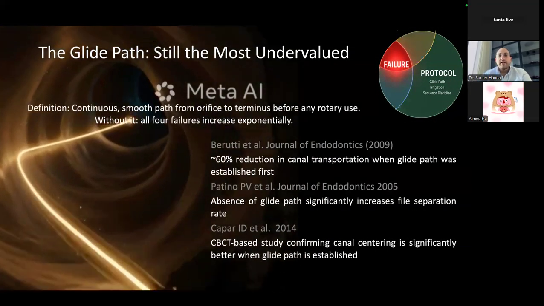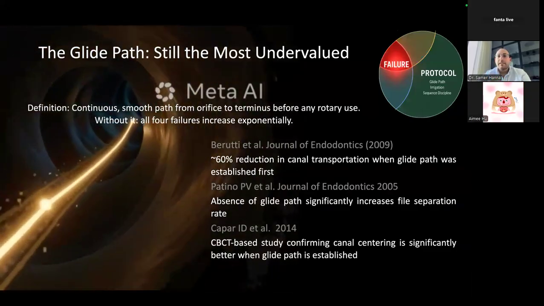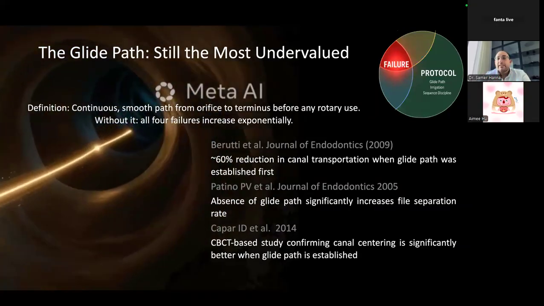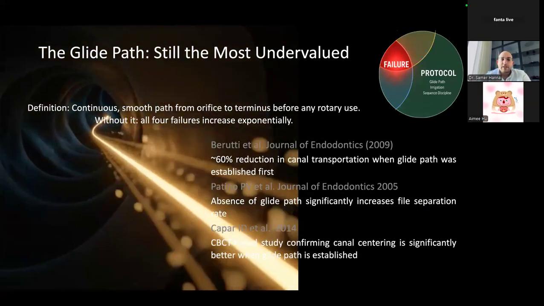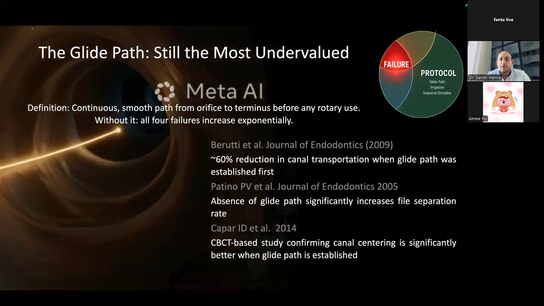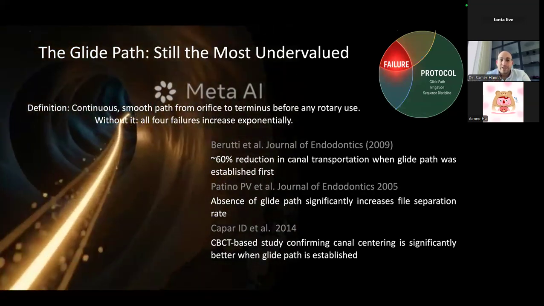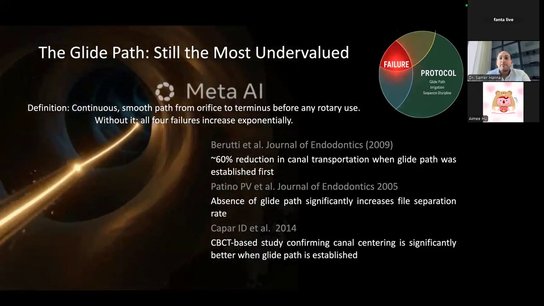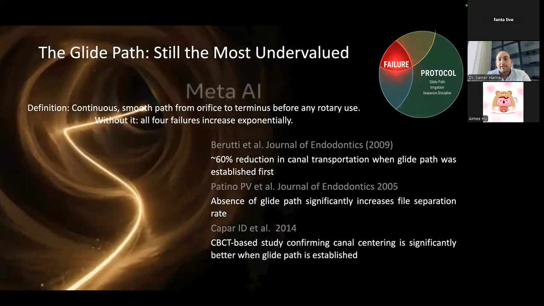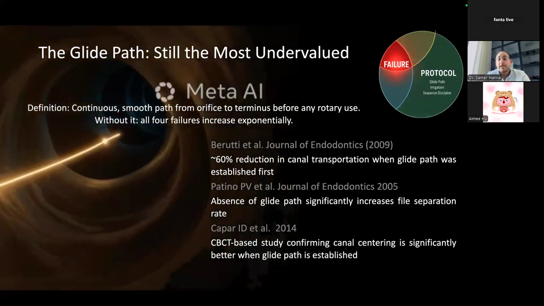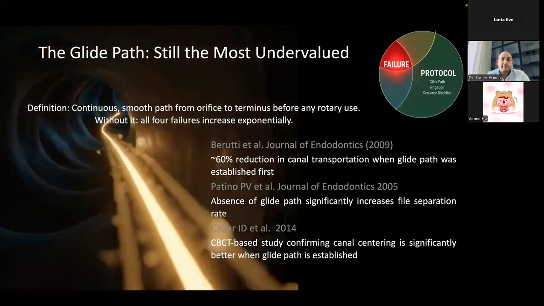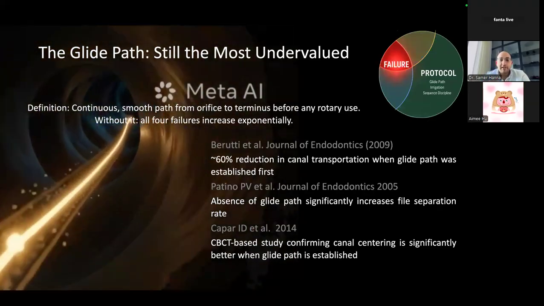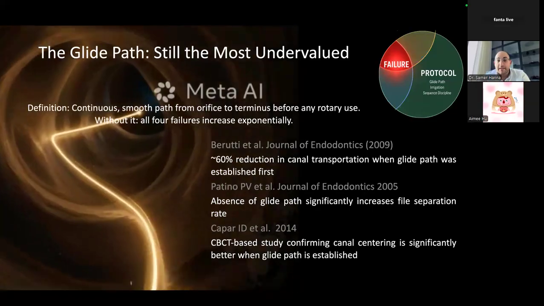And then we go for the glide path, which is still the most undervalued among clinicians. The glide path is always defined as a continuous smooth path from the orifice to the terminus before any rotary use. Without it, all failures increase exponentially. That means that without a good glide path, I will start having ledge formation, transportation, or zipping. I will maybe have a separated instrument, and I will maybe end in under preparation or over preparation, depending.